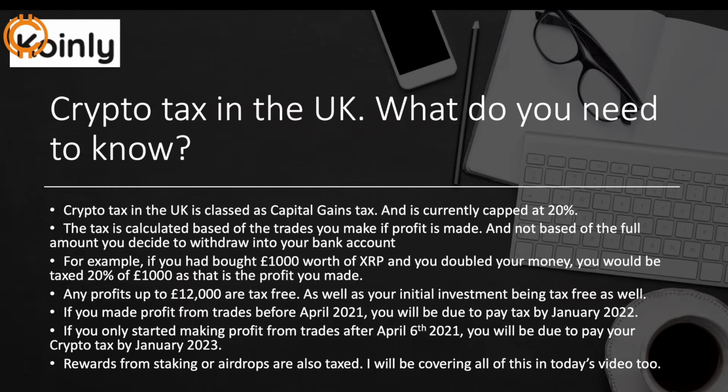If you made profit from trades before April 2021, you'll be due to pay tax by January 2022. If you only started making profit from trades after April 6th, 2021, you'll be due to pay your tax by January 2023. Rewards from staking or airdrops are also taxed. And the beauty of Koinly is that they cover that for you too, and I'll show you how to do it in this video.